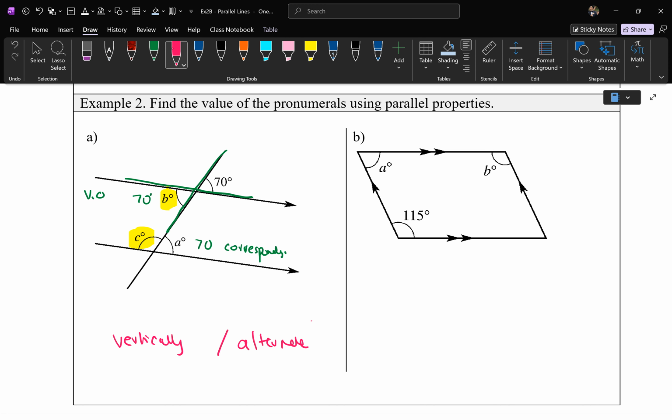Now, if they're co-interior, what must they be? They're not the same angles. One's acute, one's obtuse. What do you have to make sure, James? You have to make sure they both add up to 180. Good, they're supplementary. So you have to add up to 180. So 70 plus what gives you 180? 110. Beautiful. So C must be 110. You're right, co-interior.